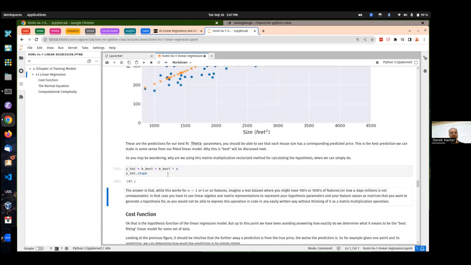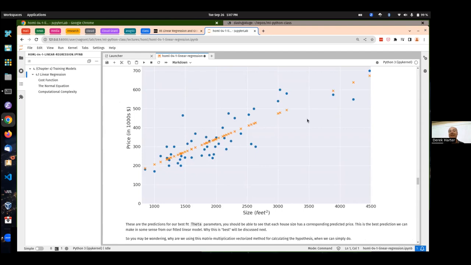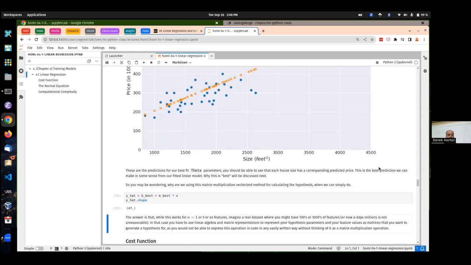I'm not certain if it's mentioned here, but you should also realize that if I want to predict the price for a house that wasn't in my original data that I fit my model with, I can do that too. My prediction for a house of 3,500 square feet would be right there, a little over $500,000 in price. So I don't have to predict just the values that I fit my model with. I can use this to make predictions for any house size.